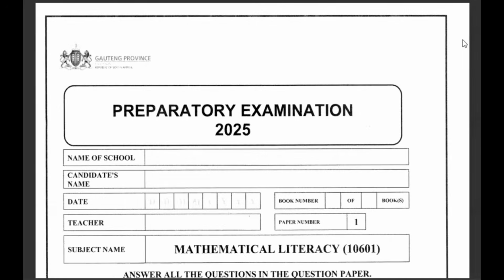Hello, welcome to yet another episode where we shall be looking at the proposed memorandum for Mathematical Literacy 2025 prelim for Gauteng.